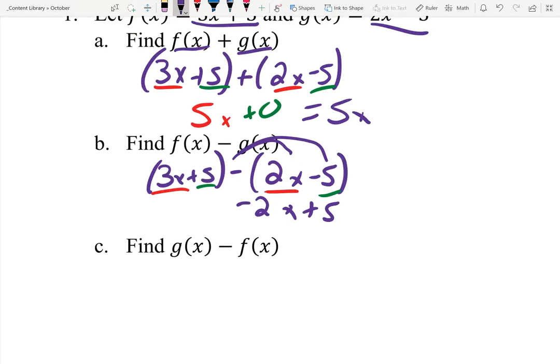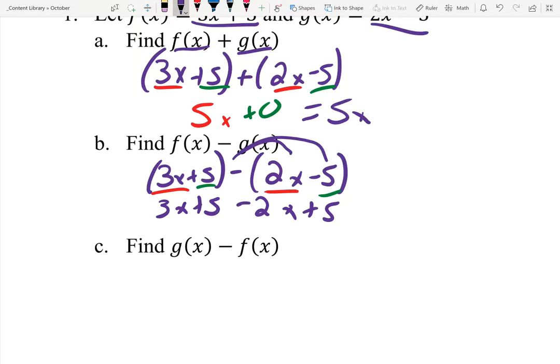This avoids a lot of the mistakes people make in these problems, because sometimes they'll just see 5 and negative 5 and think it'll be 0, and they'll forget that they're supposed to be subtracting that. So distributing the negative is just a good bit of advice.